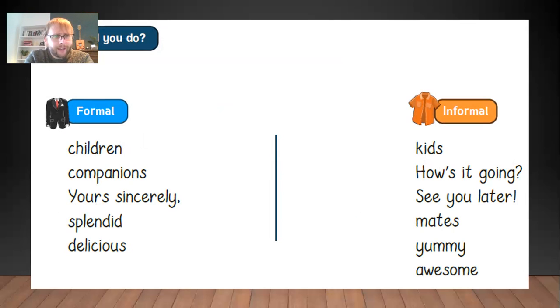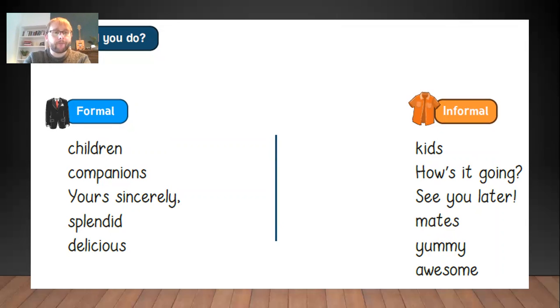Say it out loud if you can. It's informal because it's got the contraction. It should say how is it going if it's going to be formal. See you later, immediately informal because it's got an exclamation mark, only used in informal language, not used in formal writing. Mates instead of friends, yummy instead of delicious, awesome instead of splendid.